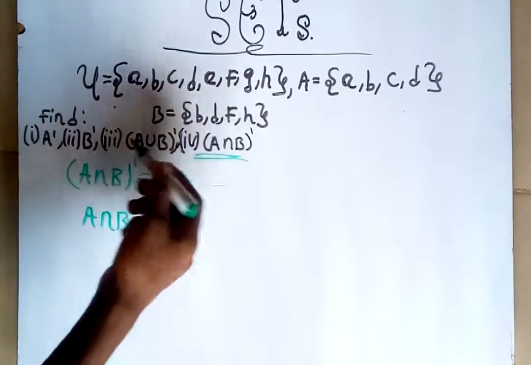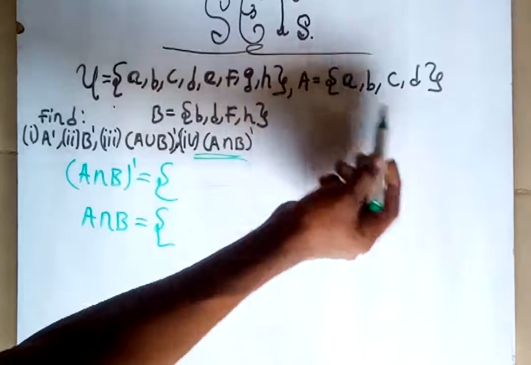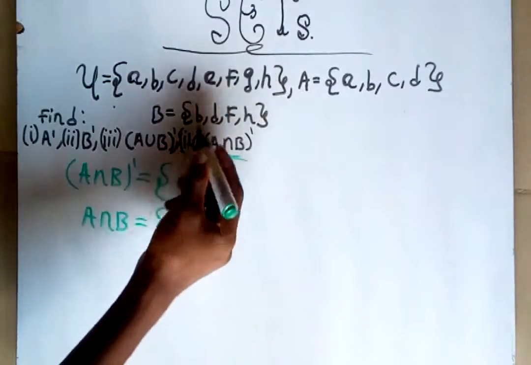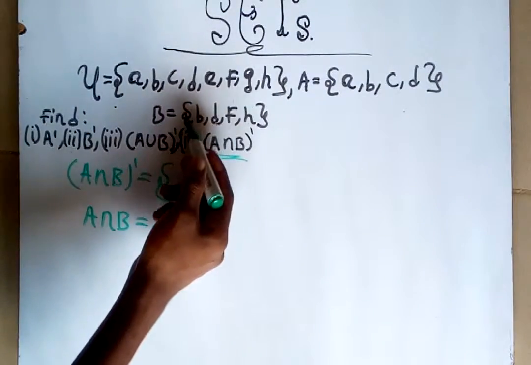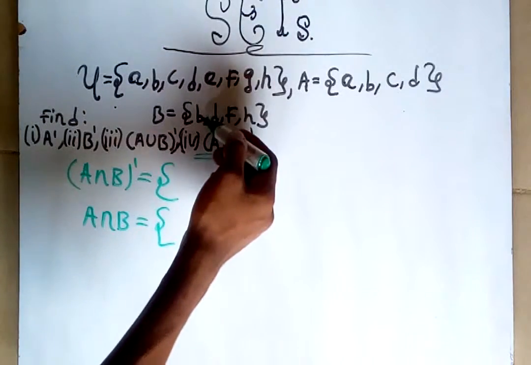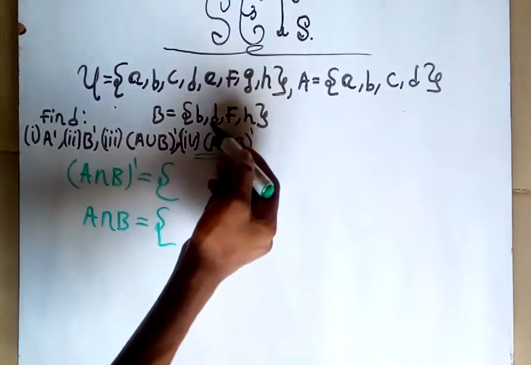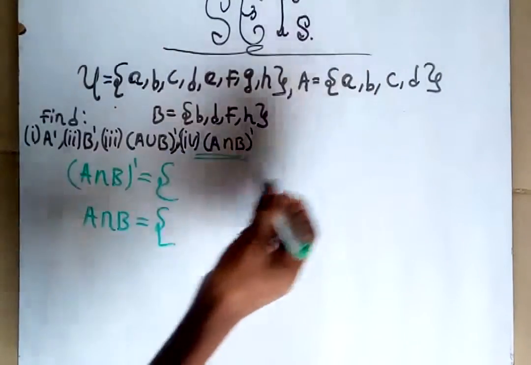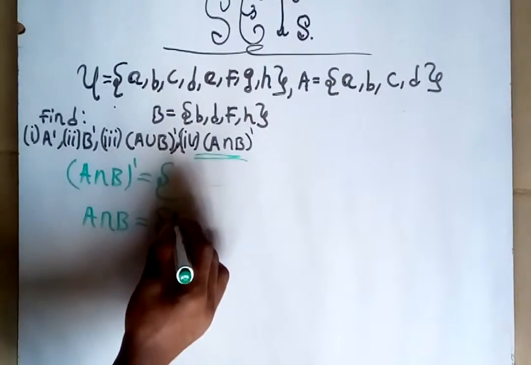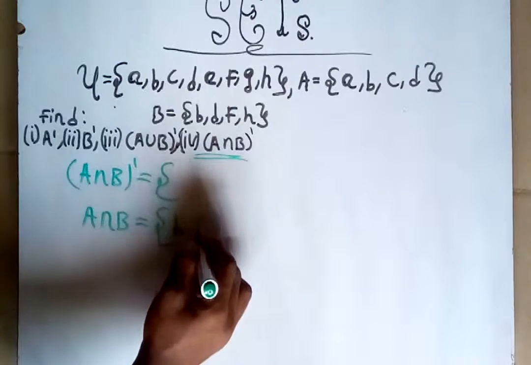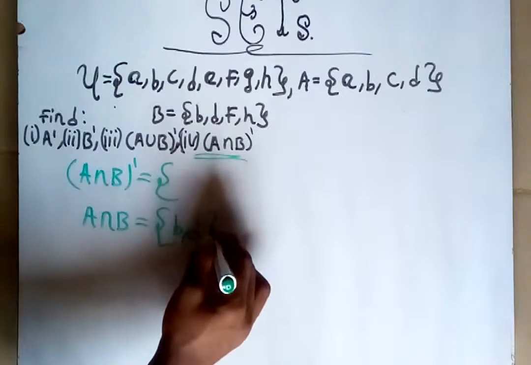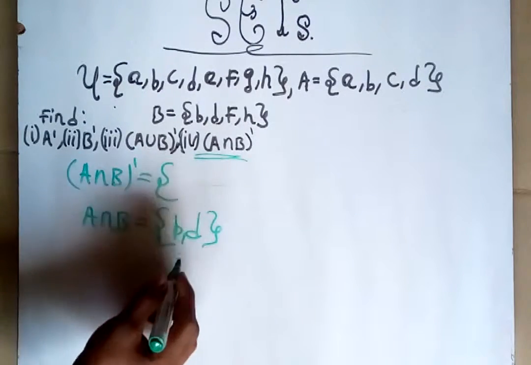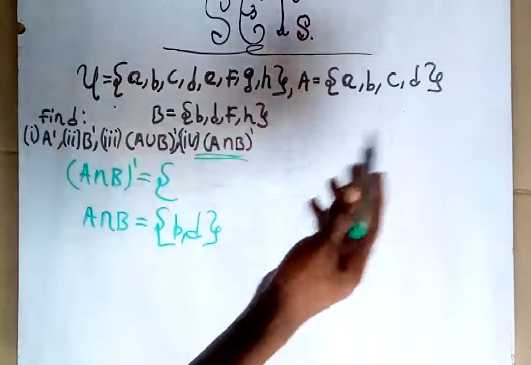So what is our A? Our A is right here. Okay, so what's common? A is here, A is not here, so it's left out. So we have B, D. That's also we have just B and D. So B, yeah, that's what we have.